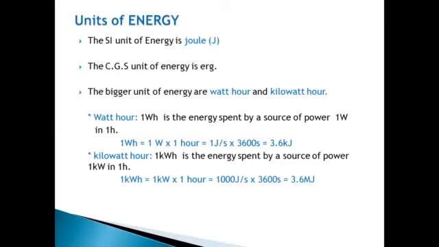See, watt hour. 1 watt hour is the energy spent by a source of power 1 watt in 1 hour. Watt hour is a unit of energy. In 1 hour, whatever the power, that is work done per unit time, is how much? 1 watt. So then the energy spent is 1 watt hour.